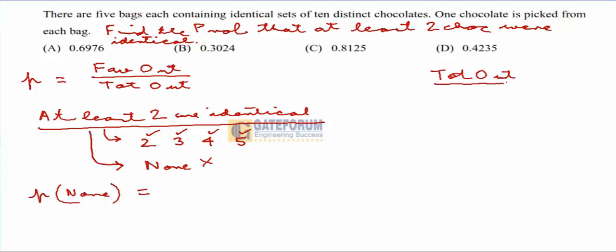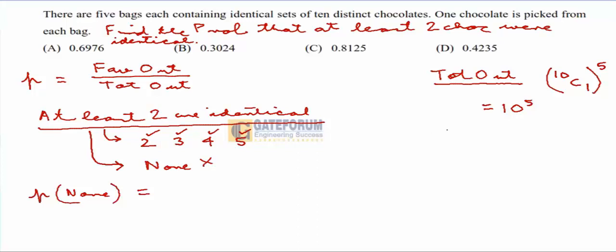Now you see, I am picking up one chocolate from each of the bags. So from the first bag, I can pick it up in 10 C1 ways. From the second bag also, I can pick it up in 10 C1 ways. Third bag also the same. Fourth and fifth also the same. But this is a simultaneous activity, so the multiplication of all of them will result. So the total outcome would be nothing but 10 C1 to the power 5, which basically is 10 to the power 5. So the total outcome is 10 to the power 5.